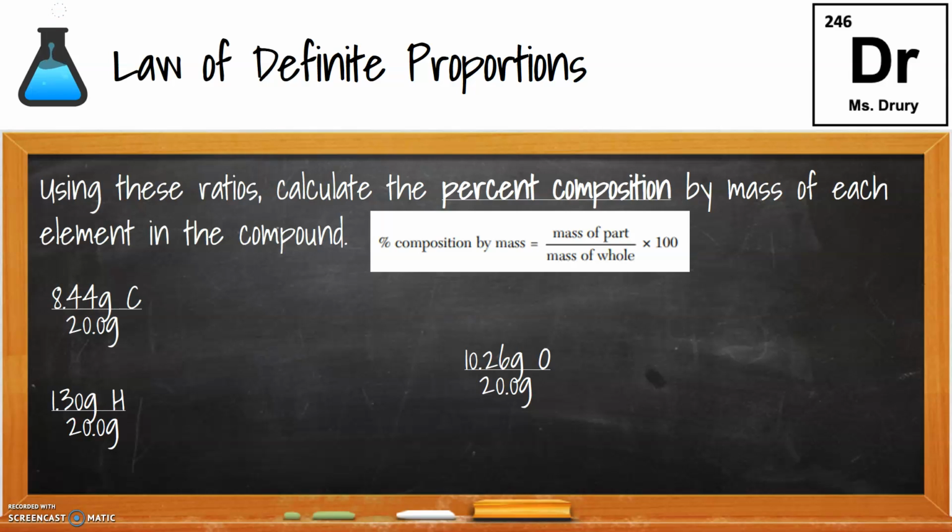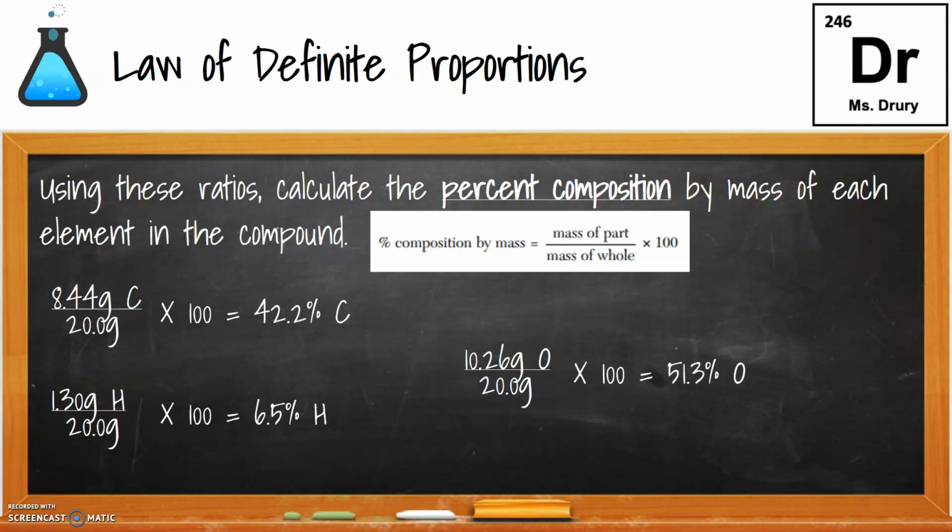So all we have to do to find a percent is to literally divide those numbers that we just got in the previous question, which I listed all here, and then multiply by 100. These will give us percentages of how much carbon, hydrogen, and oxygen are in the physical sample every time. Whether you have 20 grams or 40 grams or 100 grams, there will always be 42% of carbon, 6.5% of hydrogen, and 51% of oxygen. And that's a definite proportion. It will always be that percentage.